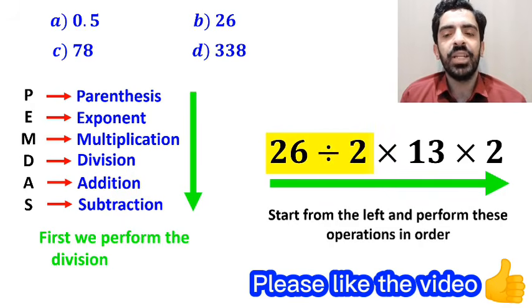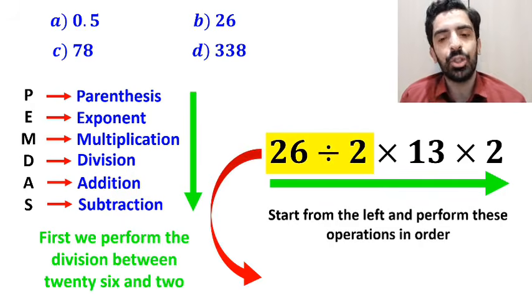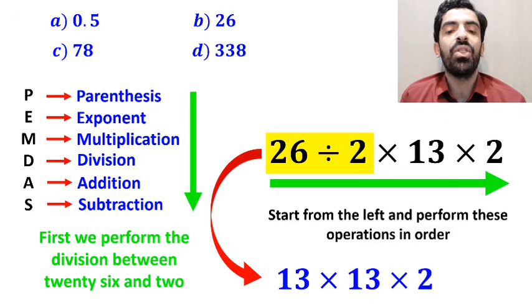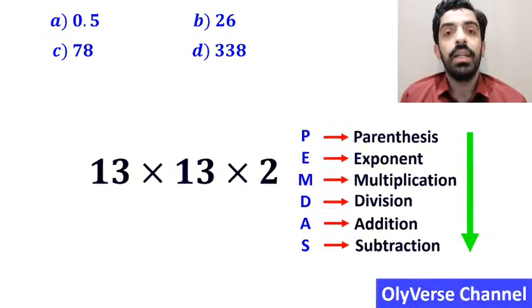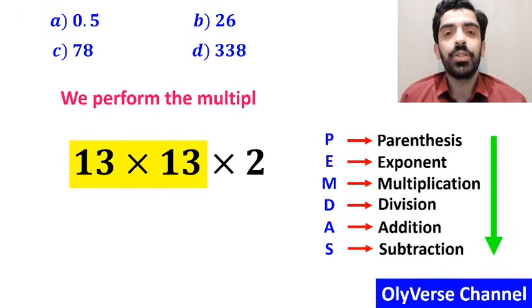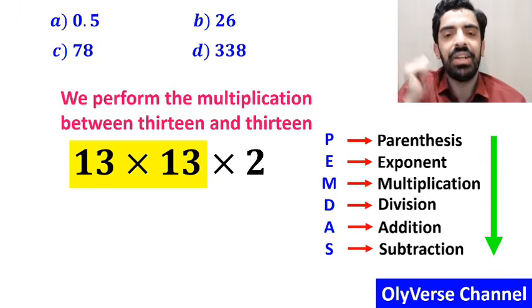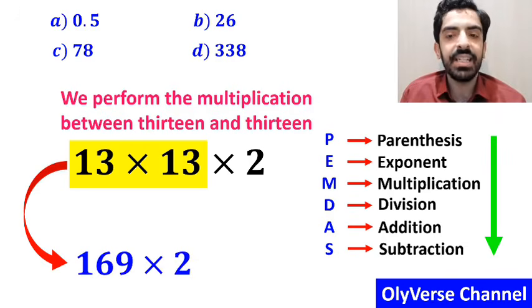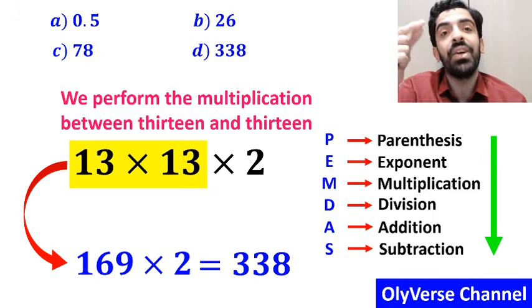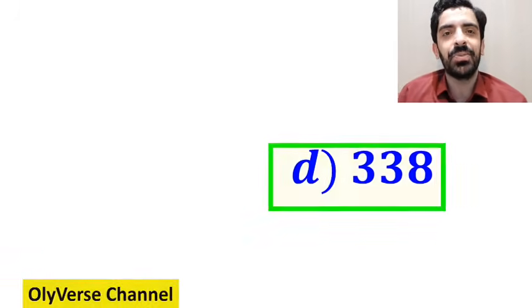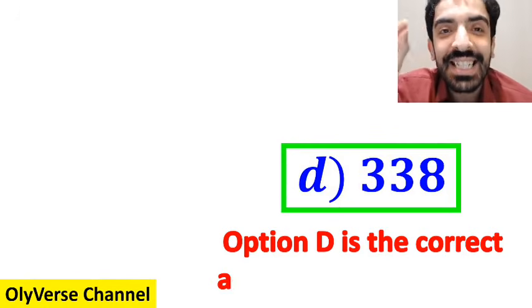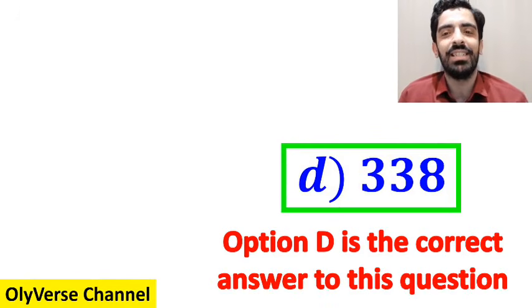So, first we perform the division between 26 and 2, which simplifies this expression to 13 multiplied by 13 and again multiplied by 2. In the final step, we perform the multiplication between 13 and 13. And instead of this expression, we can write 169 multiplied by 2, which finally gives us the answer 338. That's great. Option D is the correct answer to this question.